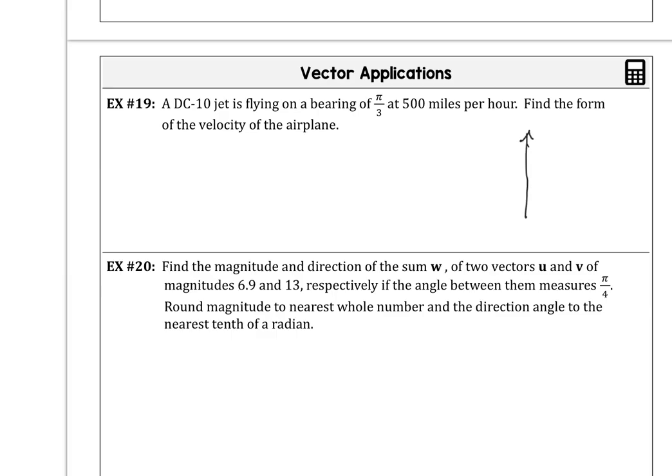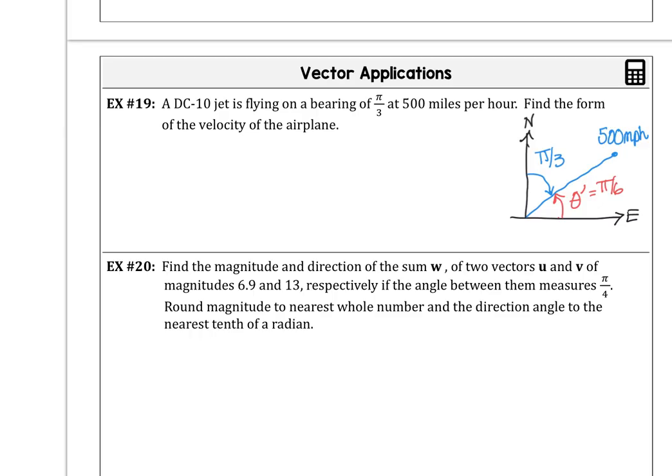This is north, and this is east. And we're going out here, and our bearing is pi over 3 at 500 miles per hour. So that's the magnitude there. This angle here, theta prime, is pi over 6. So bearings are measured from north clockwise.